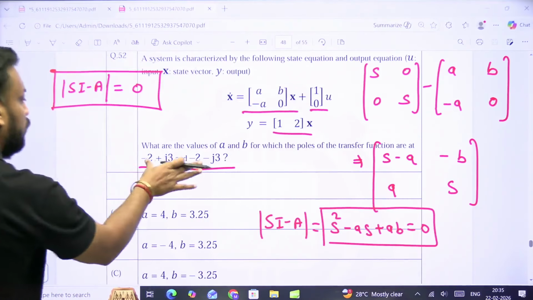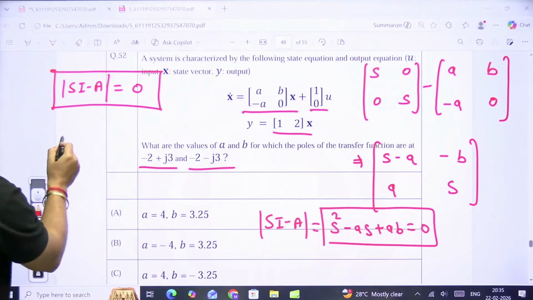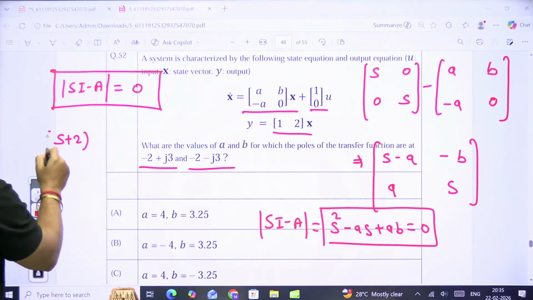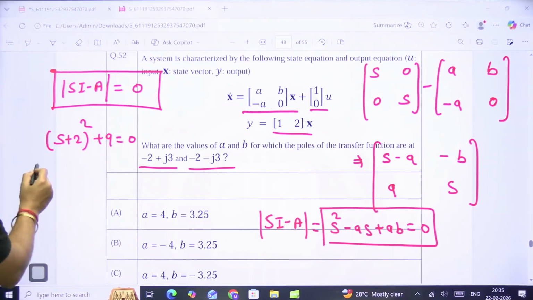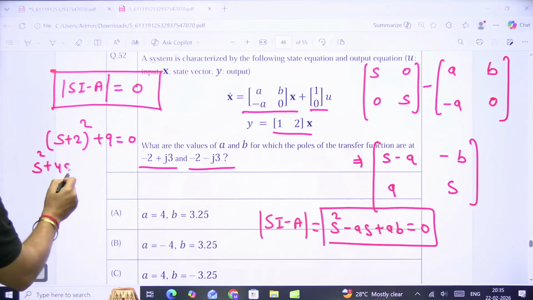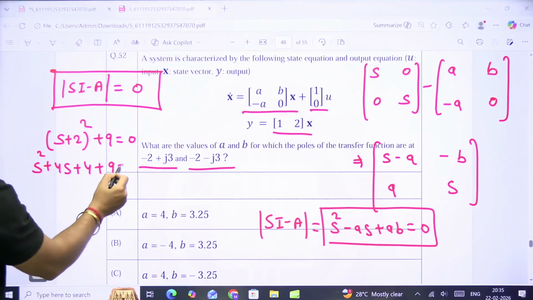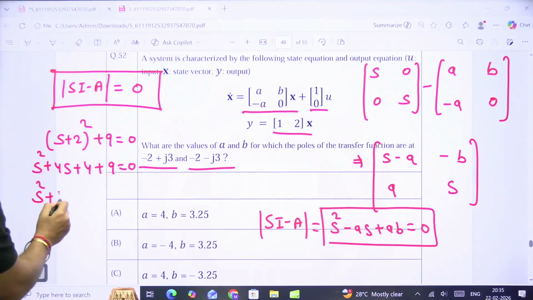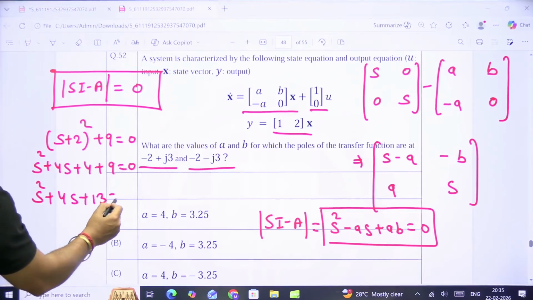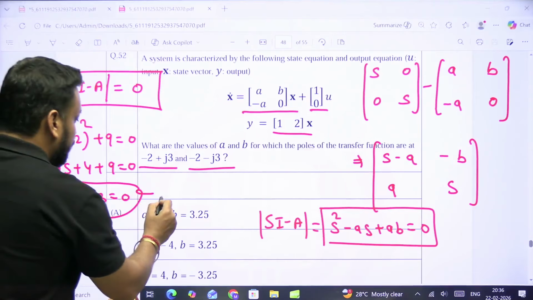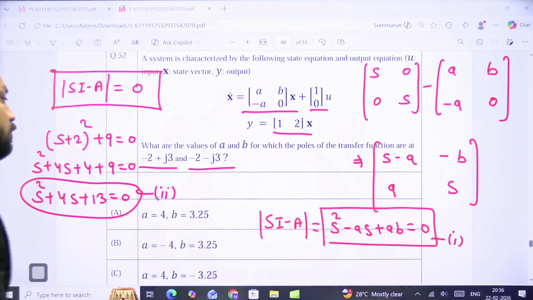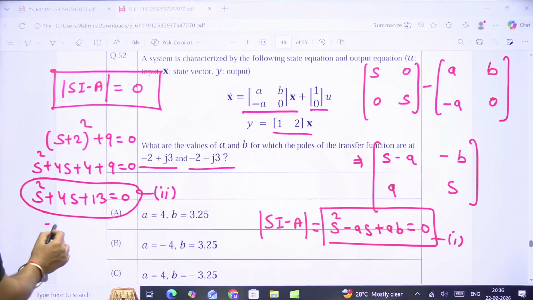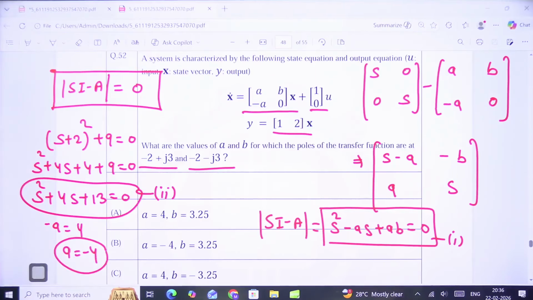And one pole equation you already got from this. Can you write the equation from the given poles? Yes, sir, we can. The equation is (s plus 2) whole square plus 9 equal to 0. When you open the bracket, you get s square plus 4s plus 4 plus 9 equal to 0. So here you get s square plus 4s plus 13 equal to 0. Now students, this is equation number 2 and this is equation number 1. Just compare equation 1 and 2. When you compare, you get minus a equal to 4, hence a equal to minus 4.